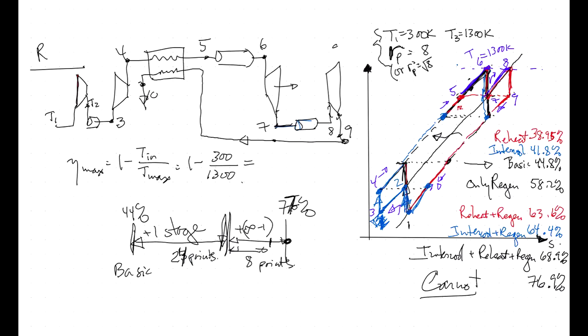Sorry, I took a short pause there to make sure I had my math right. So let's do a quick exploration. I said that with an infinite number of intercool and reheat stages, we get to the Ericsson cycle and we get to the Carnot limit. So we can actually derive a not so hard expression for the efficiency of this system as a function of the number of intercool and reheat stages. Okay, so let's do that there.